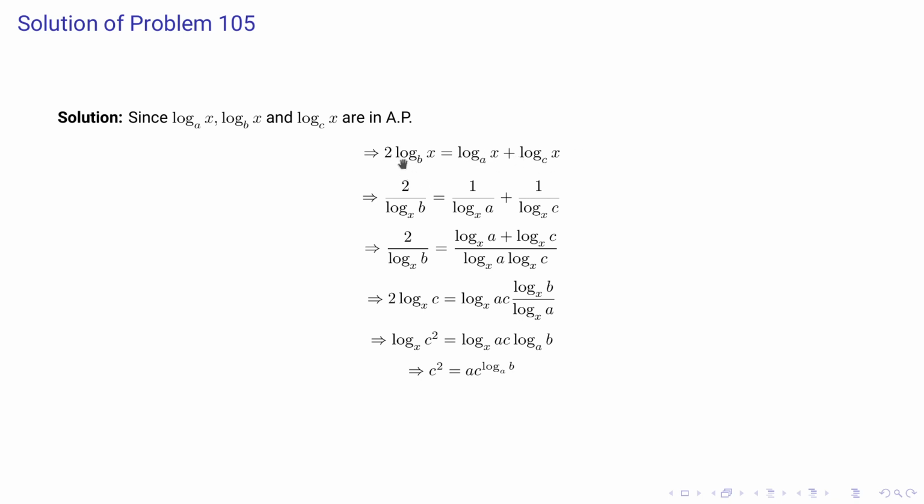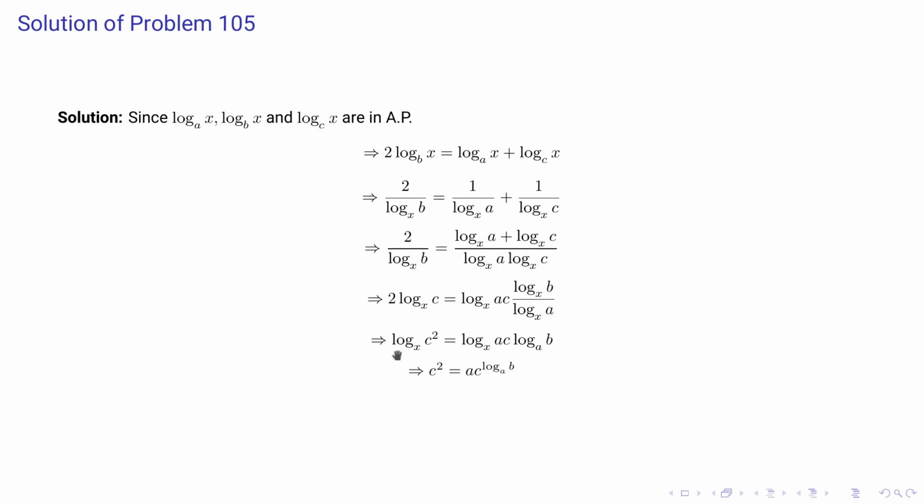Now we write them in the form of reciprocals, so the base and the number get exchanged. We get 2 by log b with base x is equal to 1 by log of a with base x plus 1 by log of c with base x. We take the LCM on the right hand side and so we obtain 2 log of c with base x. We take this log of c with base x, we get it here, and this term in the numerator becomes log of ac with base x. This log of b with base x goes to the numerator here, and this log of a with base x remains in the denominator.